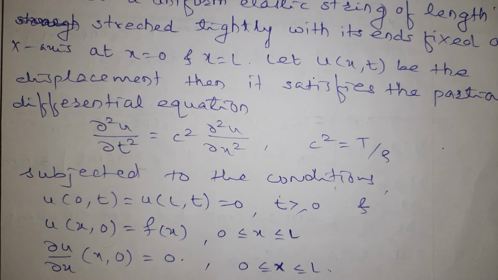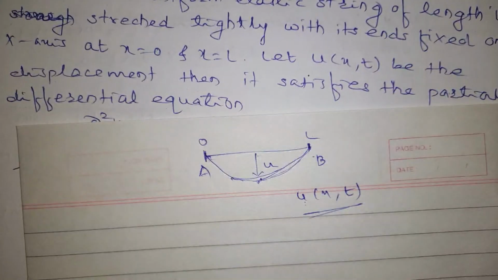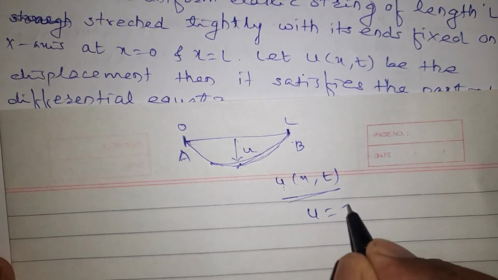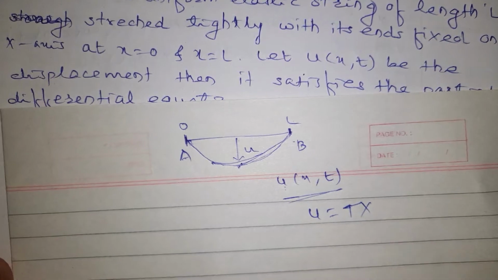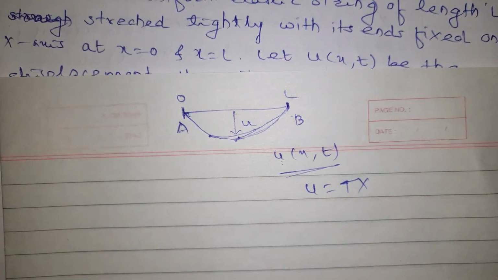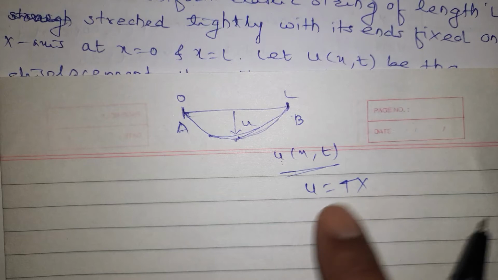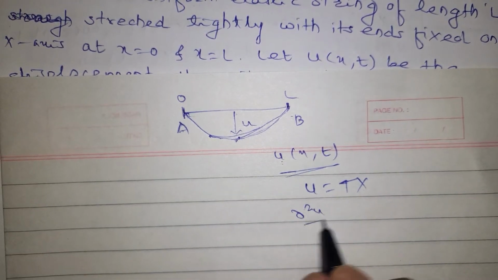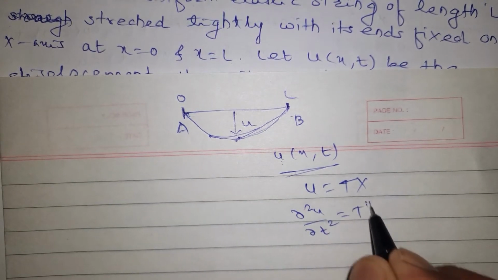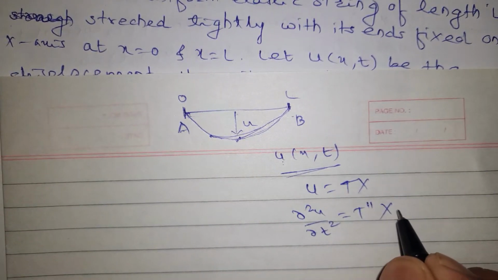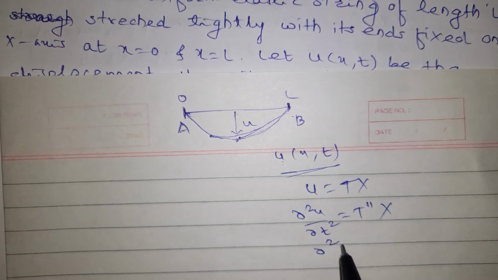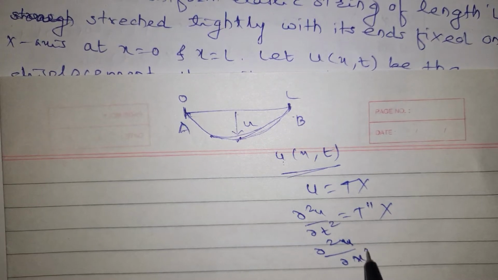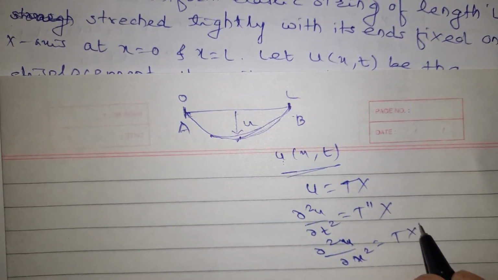Now again here u is a function of x and t, so we can take a solution u is equal to X times T, as we did in our heat equation. Now we know how to solve it. We find two derivatives. So dou square u by dou t square is equal to T double dash times X, as X is constant with respect to t. Similarly, dou square u by dou x square, I get T times X double dash.